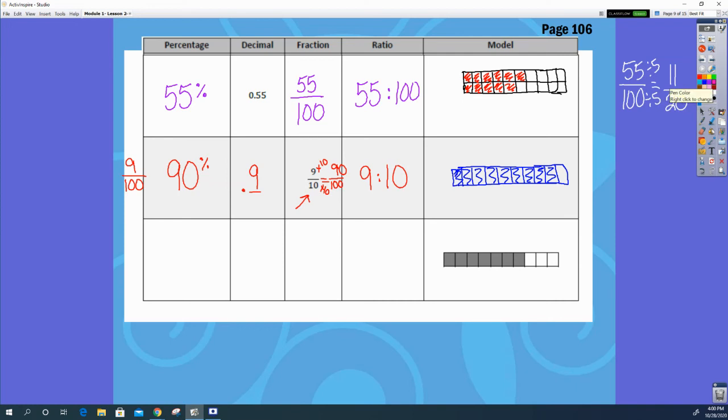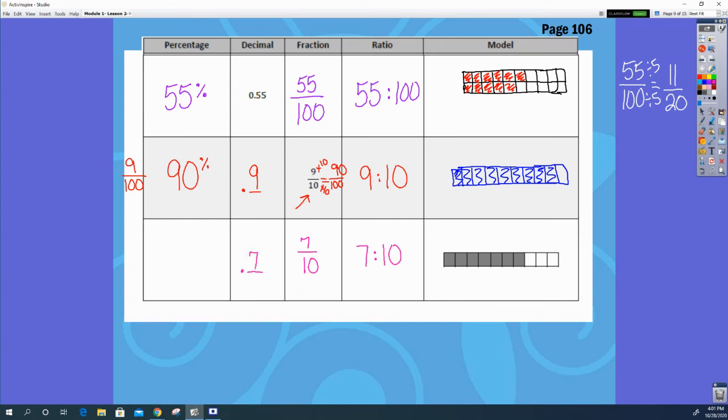And the last set of our models. You had to look at the model to figure out my fraction. So right now, I have 1, 2, 3, 4, 5, 6, 7. And that's 7 out of 10. So my fraction is similar to what we just had. I have 7 out of 10. My ratio would be 7 to 10. Okay, my decimal, I read it as 7/10. So that's 7 in the tenths place.